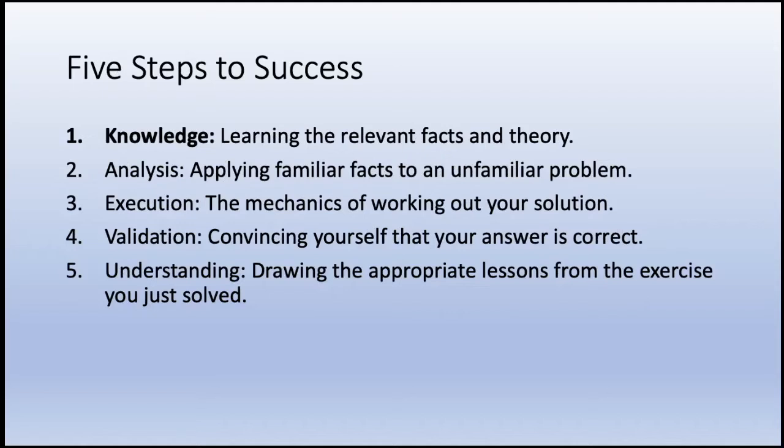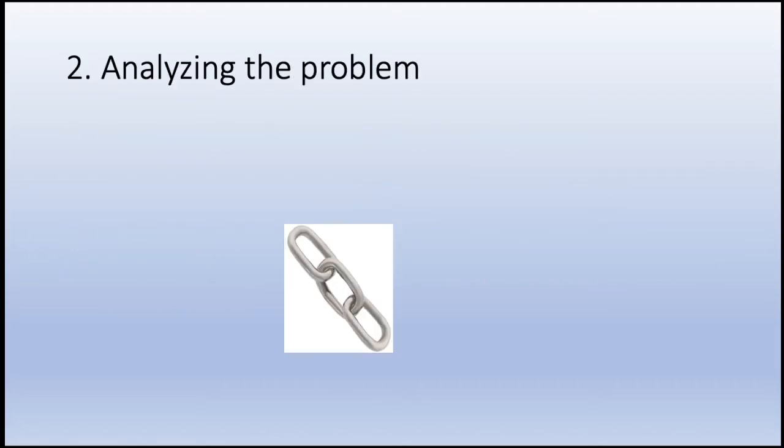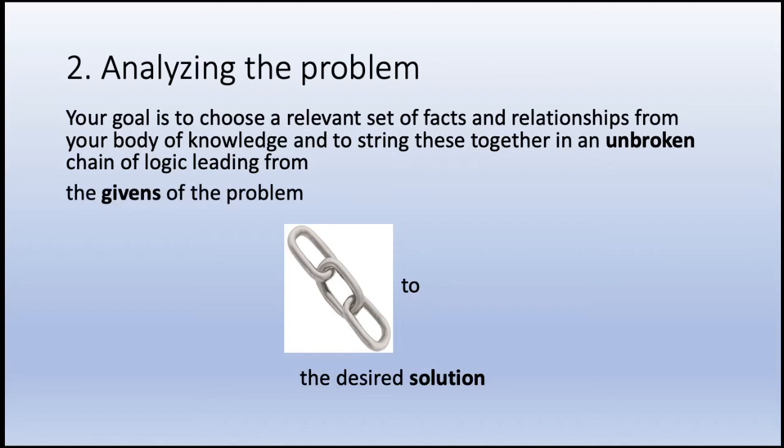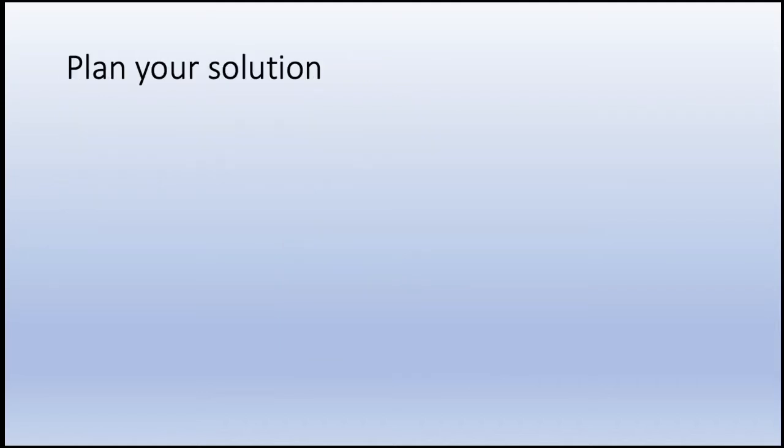So we just talked about acquiring knowledge. Let's turn to analysis. Your goal is to choose a relevant set of facts and relationships from your body of knowledge and to string these together in an unbroken chain of logic leading from the givens of the problem to the desired solution. If any link is missing, then the chain is incomplete and therefore worthless. You will need to take stock and see if there's another piece of information that you overlooked. Sometimes that missing information is not a textbook formula or a fact, but rather a reasonable assumption, also known as common sense.